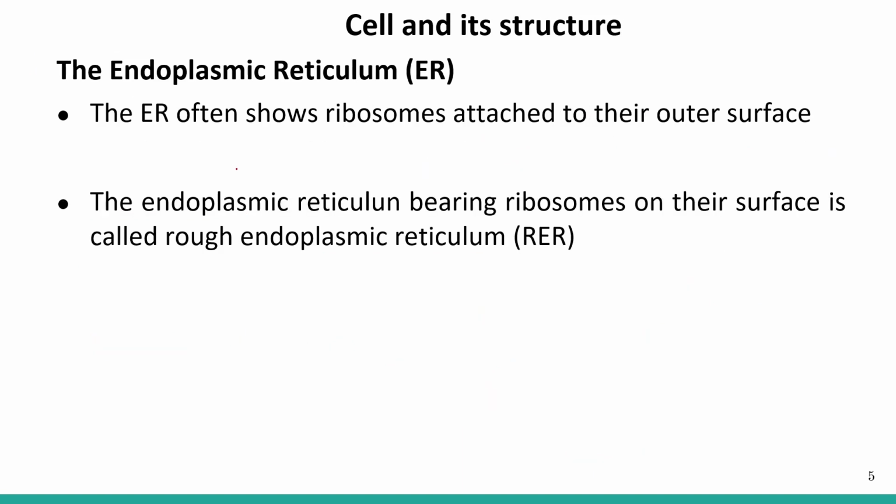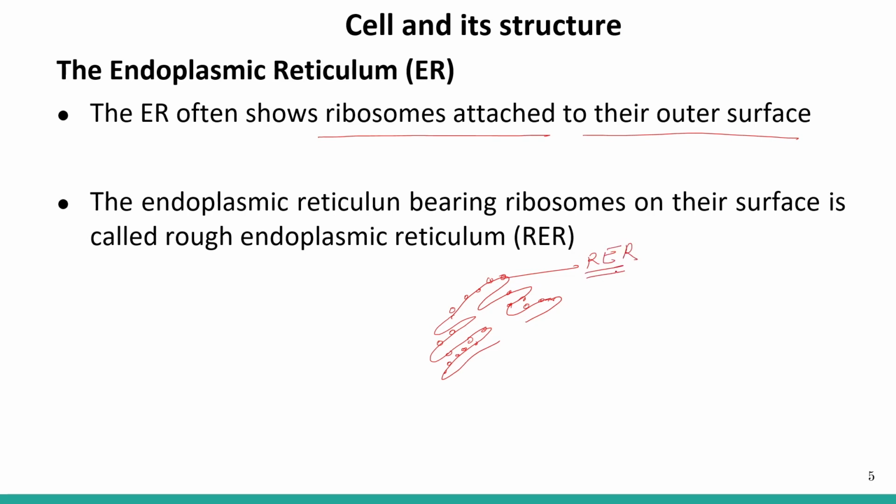The ER often shows ribosomes attached to its outer surface. Sometimes the endoplasmic reticulum surface is attached with small ribosomes, which give a rough appearance to the surface. That is called RER, rough endoplasmic reticulum. The endoplasmic reticulum bearing ribosomes on its surface is called rough endoplasmic reticulum.